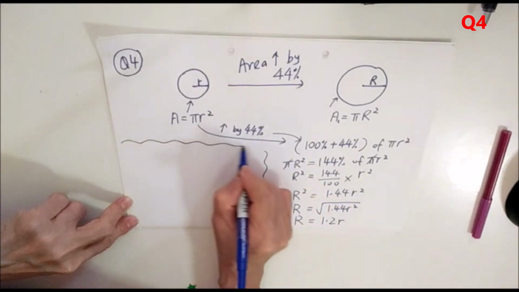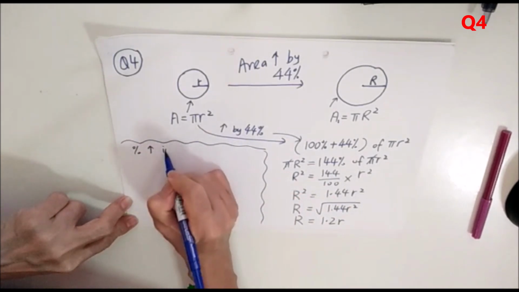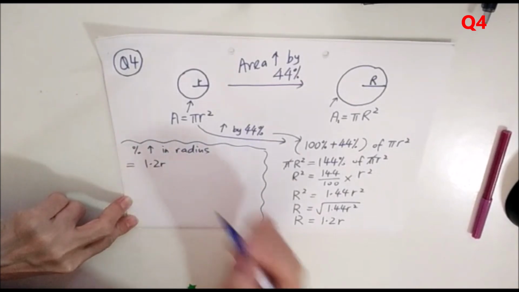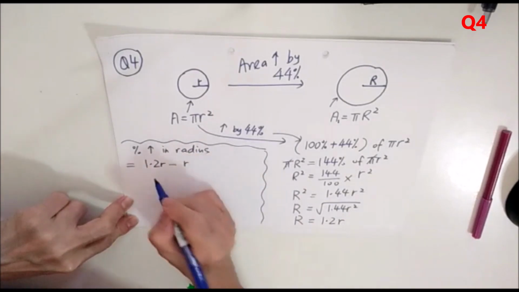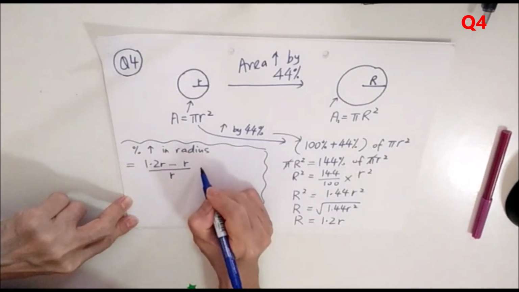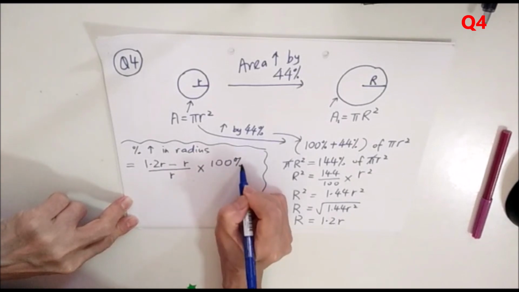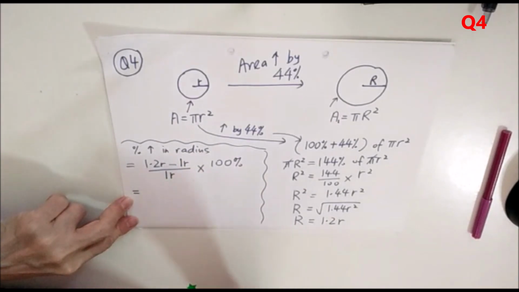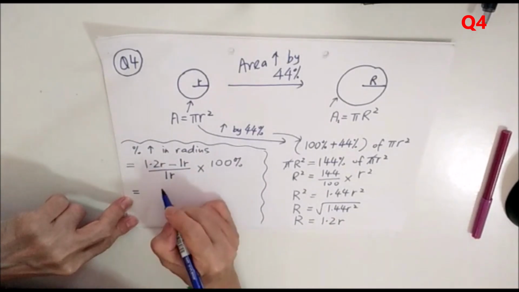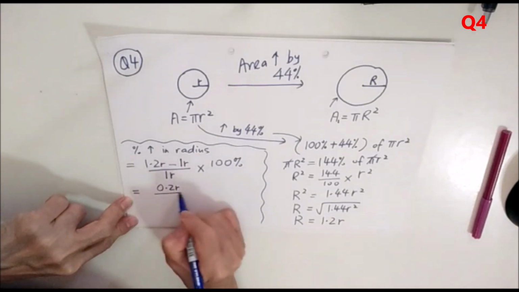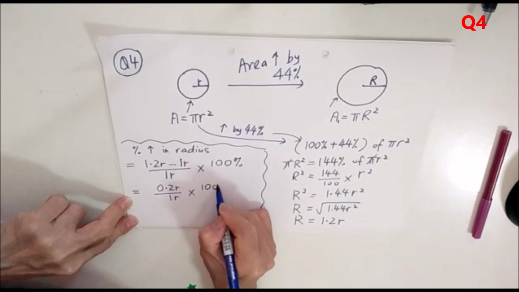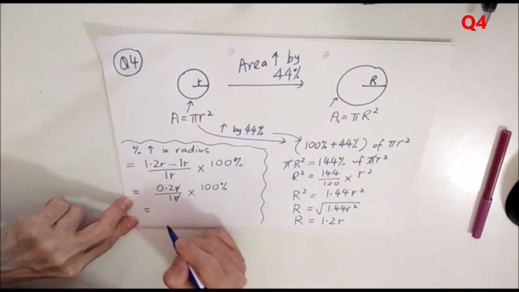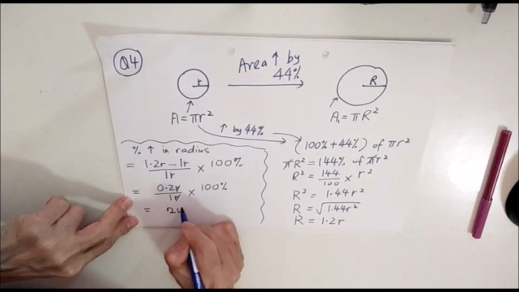So, percentage increase in radius would be the new radius, take away the original radius, divide by the original radius, times 100%. Now before, all this refers to 1r. 1.2r, take away 1r, will give you 0.2r over 1r times 100%. You can cancel away the r, and your final answer will be 20%.